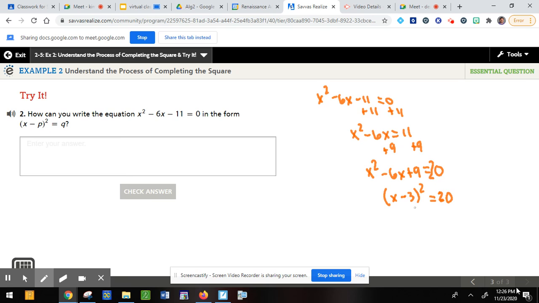Okay. In the next example, we're going to look at what to do from this point forward. Okay. Let's look at example 3.